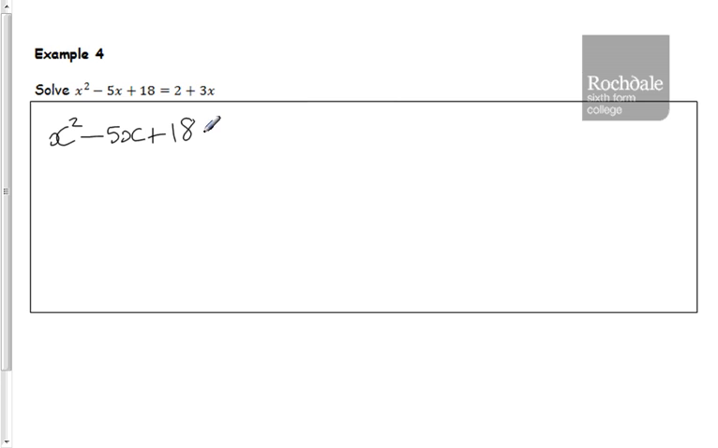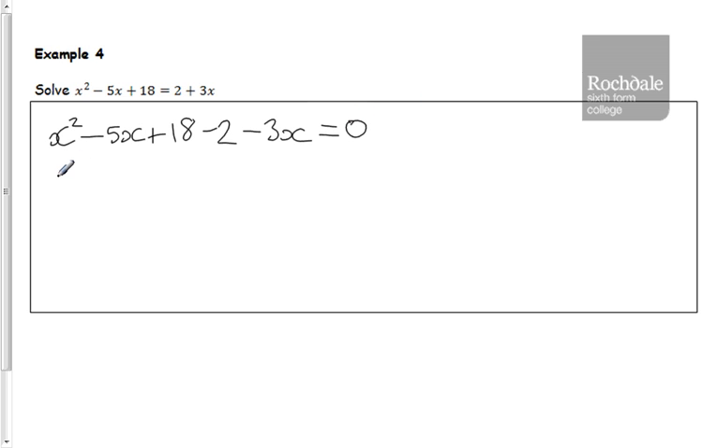Now I'm going to take away 2 from both sides, and I'm going to take away 3x from both sides. Remember I said I'm taking away 2 from both sides, so on the right hand side that 2 will vanish. And I also said taking away 3x from both sides, so the 3x on the right hand side will also vanish. So my right hand side will be 0.